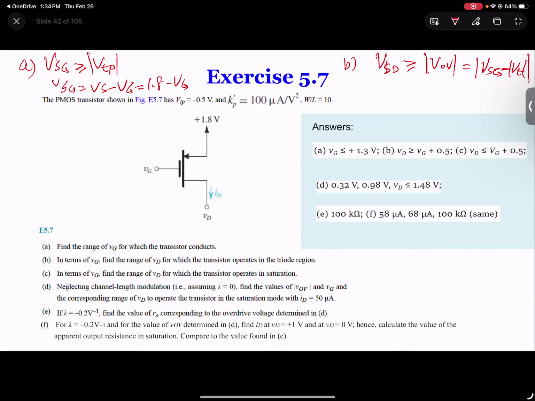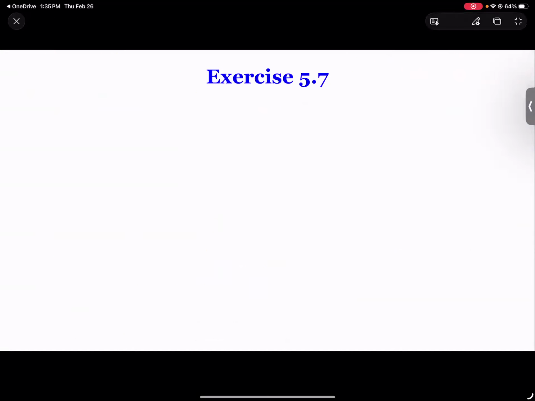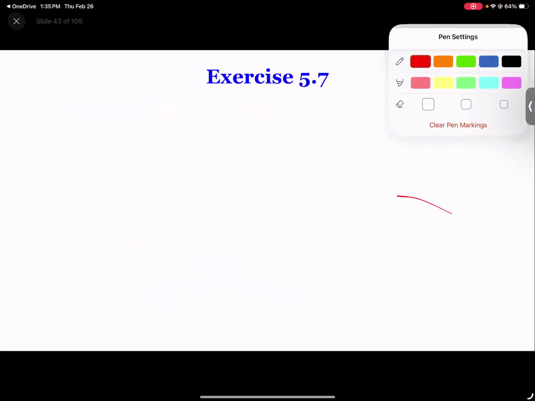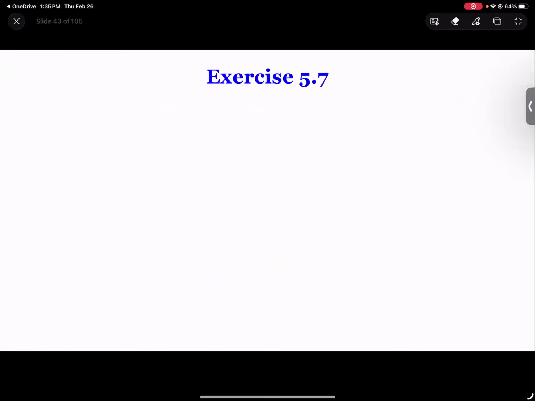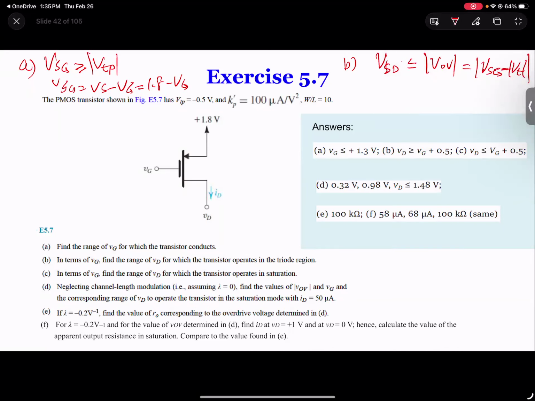Now for C, it asks you, in terms of VG, to find VD considering the transistor operates in saturation. Oh, actually, sorry, I read the wrong line. And then for C, of course, the VSD has to be larger than VOV. So those two equations are the same. You'll find the same boundary. I mean, just one is larger and the other one is smaller.